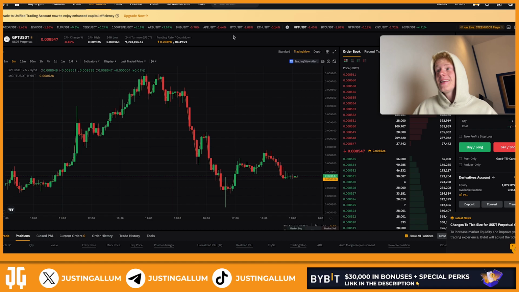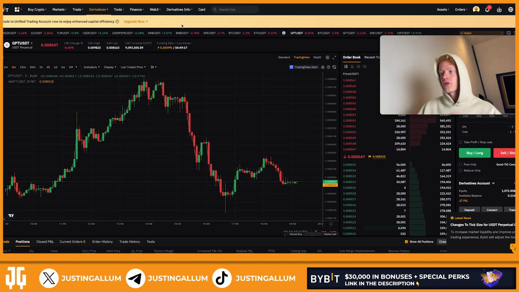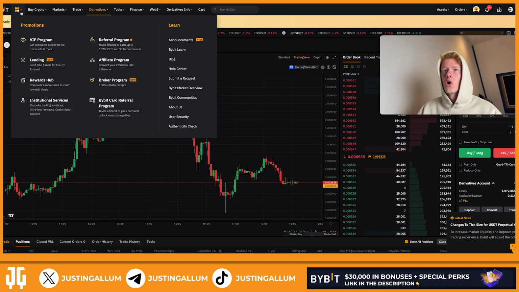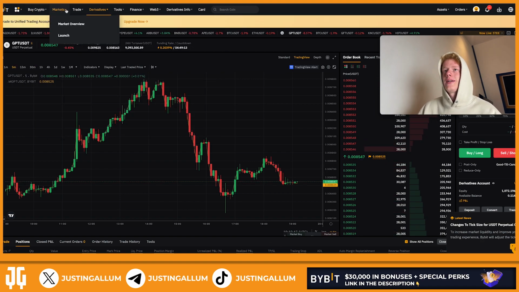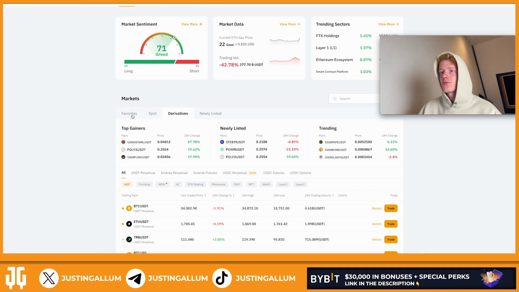Alright, so let's just immediately jump into the tutorial. The first thing you need to do in order to make this work is going right here in the top right corner of your screen and clicking on market and then clicking on market overview. Now what we're going to do is click on derivatives right here.